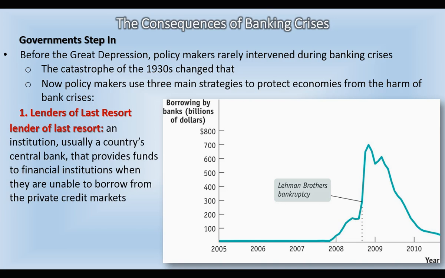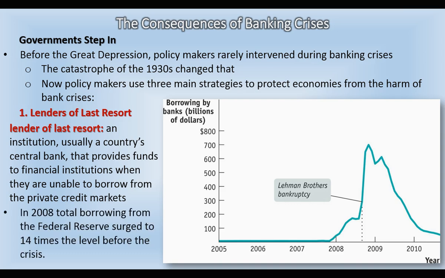So the central bank then, which normally does not lend to these shadow banks, winds up lending them money, which is what happened post 2008. The Federal Reserve bought a bunch of those CDOs, those worthless assets, took them off the T accounts of all of the financial institutions that held them, and then that caused a little bit more confidence in the health of those remaining shadow banks. So in 2008, total borrowing from the Federal Reserve surged to 14 times the level before the crises.